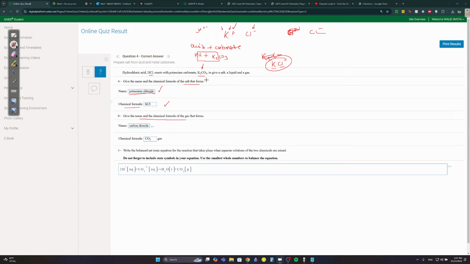What is the gas that forms? Always when you're reacting a carbonate, what forms? CO2. And what's CO2? Carbon dioxide. What's its chemical formula? CO2. Well, okay, we just said it's CO2. Write the balanced net ionic equation for the reaction that takes place.